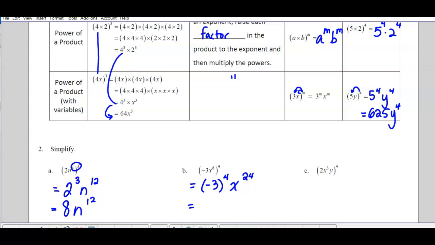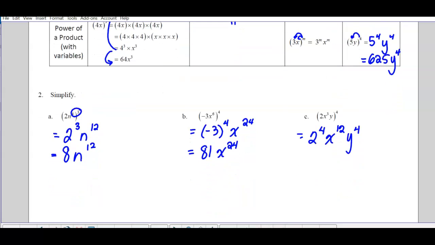3 times 3 is 9, and you've got 2 pairs of that. So 9 times 9 is 81. If you're trying to do it without a calculator, you need to think of strategies to help you. Next one, the coefficients, so 2 to the 4th, and then each of the variables, so x cubed raised to the exponent 4th, 4 is x to the 12th, y to the 4th is y to the 4th. Okay.